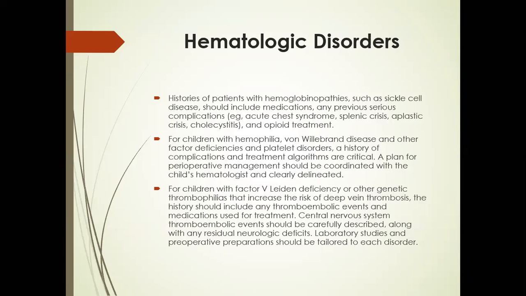Also, children with thrombophilias, like factor V Leiden deficiency or genetic thrombophilias, that increase the risk of deep vein thrombosis. The history should include any thromboembolic events and medications used for treatment. Central nervous system thromboembolic events should be carefully described, along with any residual neurologic deficit. And laboratory studies and perioperative preparation should be tailored to each disorder in consultation with the hematologist.